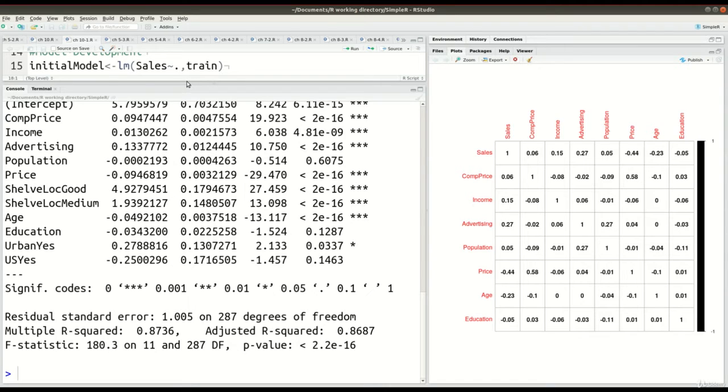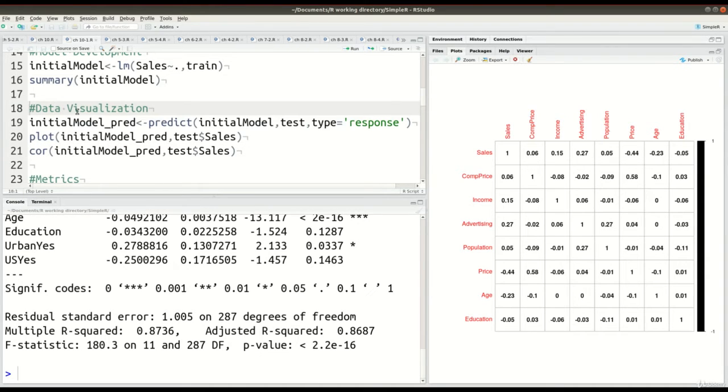So let's go back here to our code, and we will see what else we can uncover here. All right, here we go. Now we're going to do some data visualization. This is going to be the beginning of kind of assessing the strength of the model.